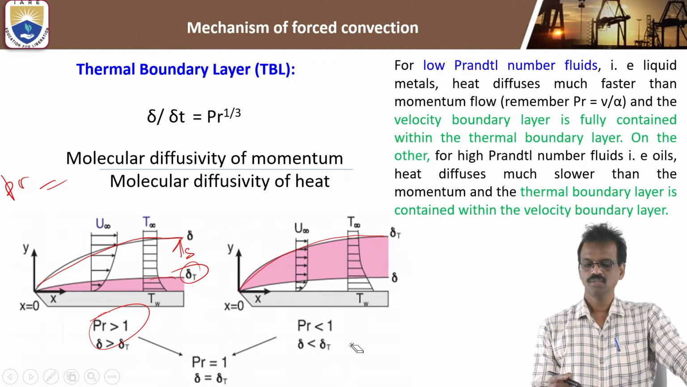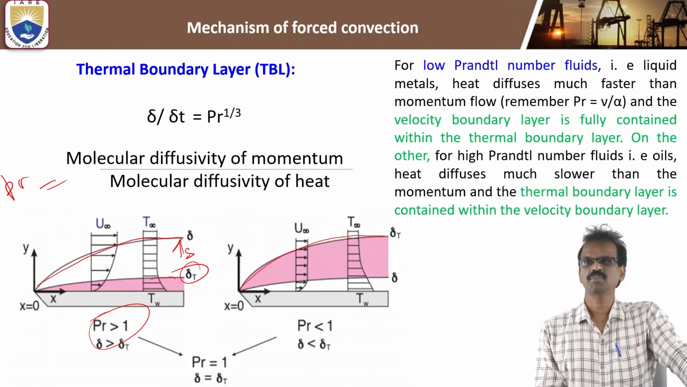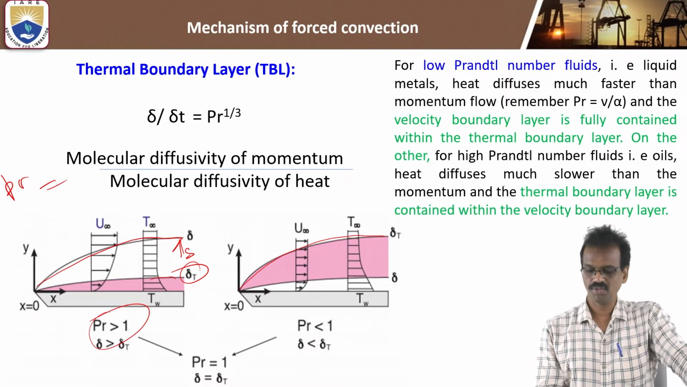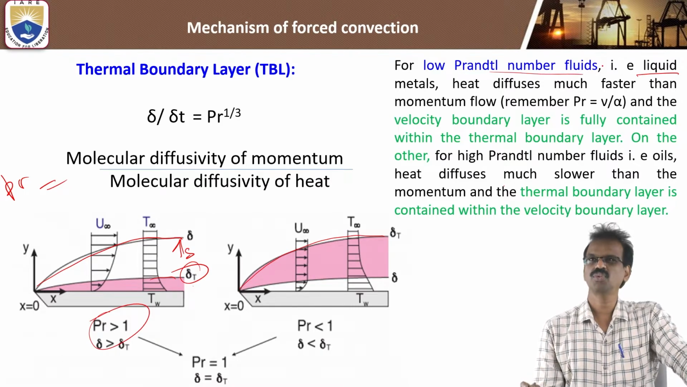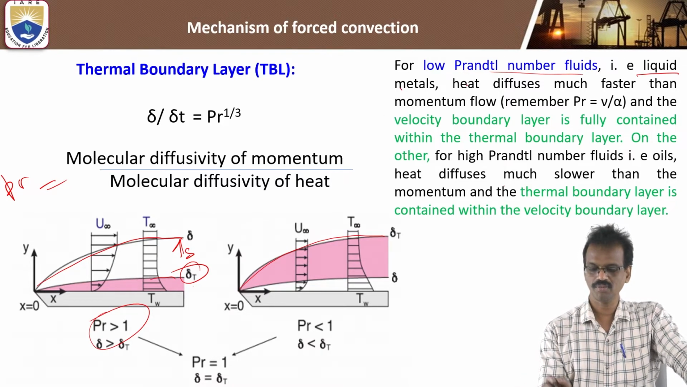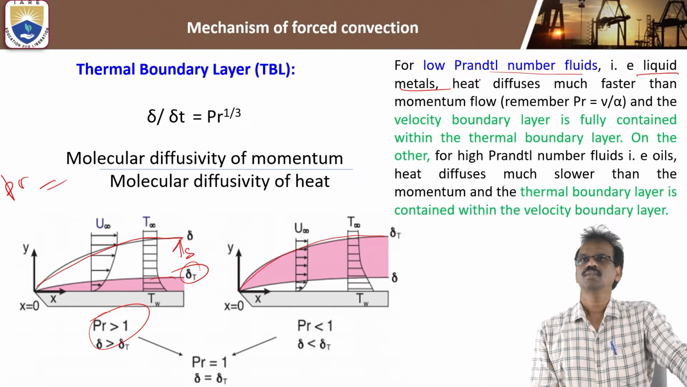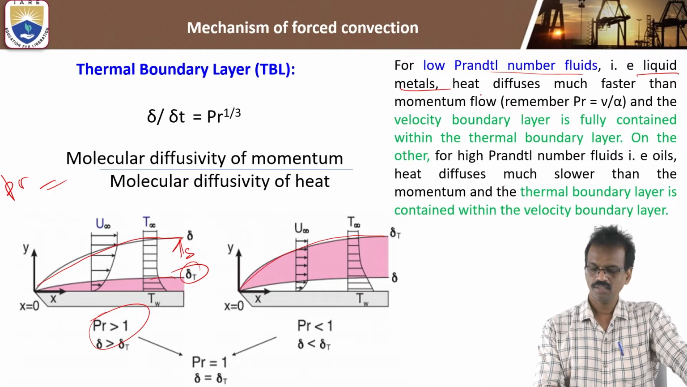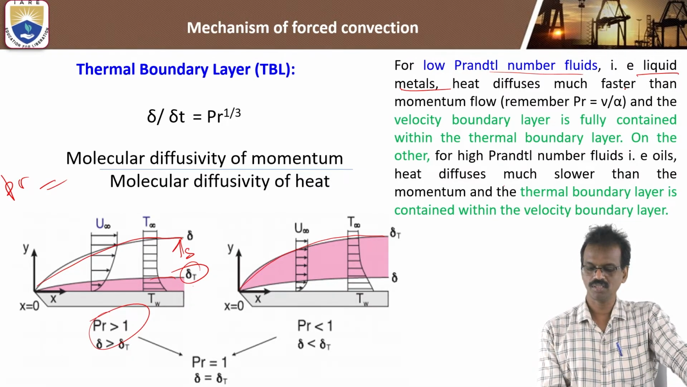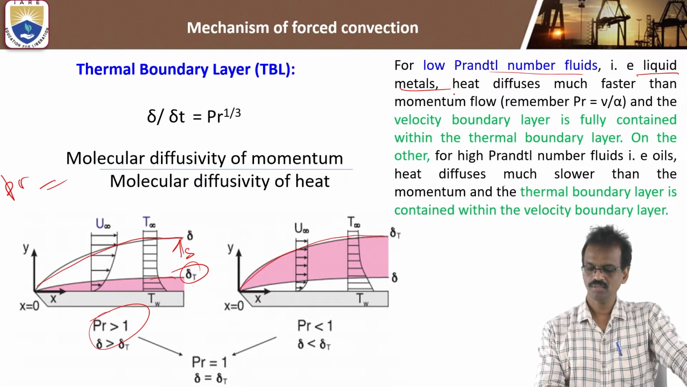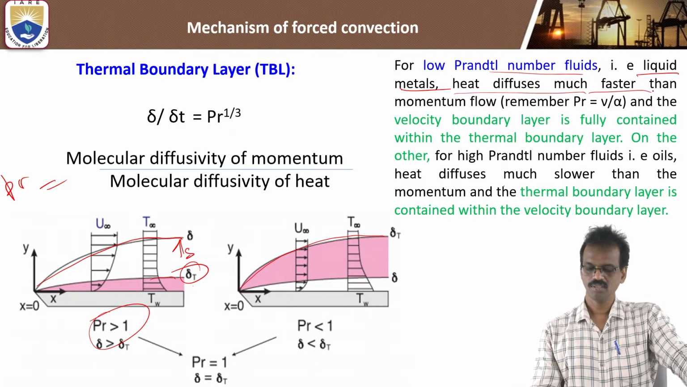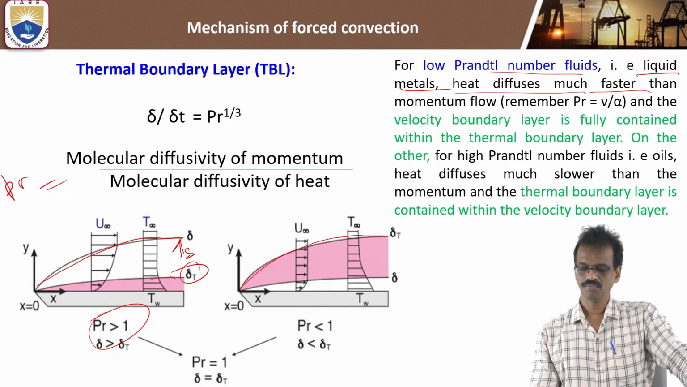So for the low Prandtl number, it means Prandtl number is less than 1. That means liquids. Low Prandtl number fluids, for example, liquid metals. Here heat diffuses much faster than the momentum. Okay, heat diffuses much faster than the momentum. You know the Prandtl number is equal to mu by diffusivity alpha.